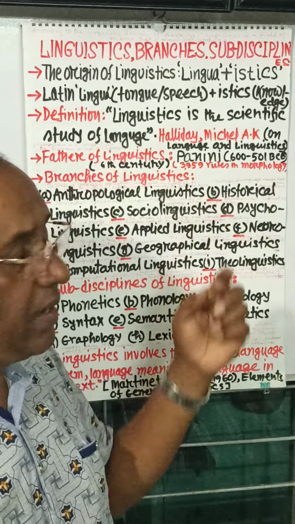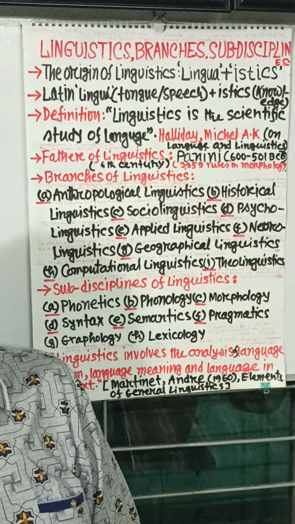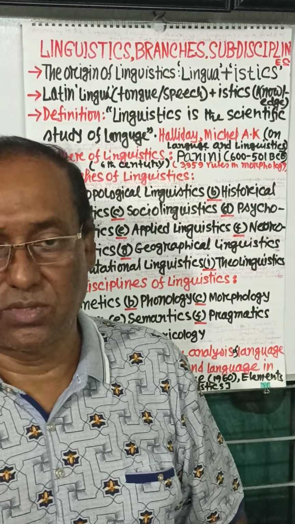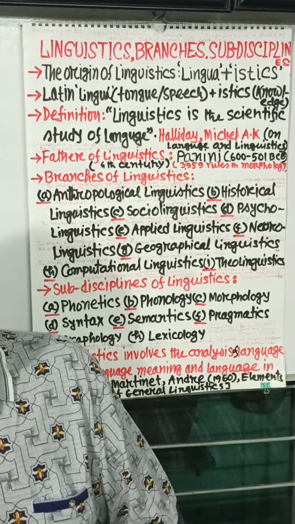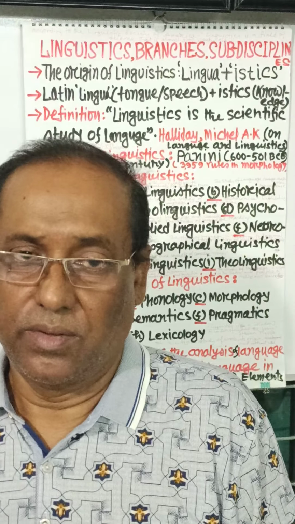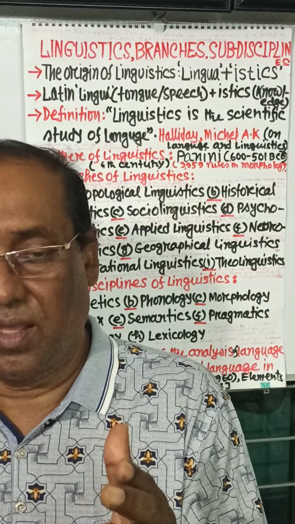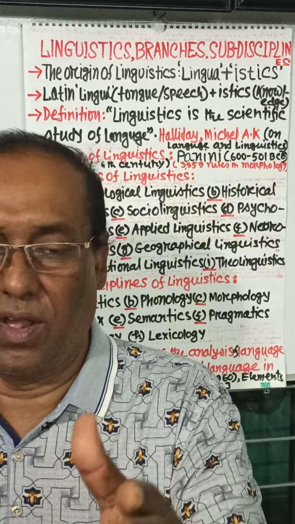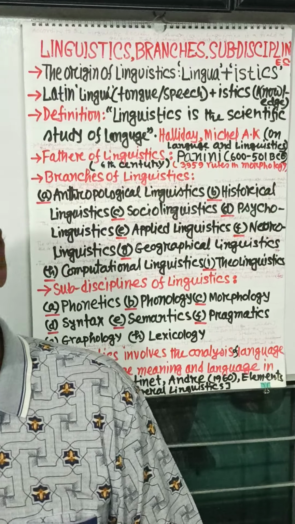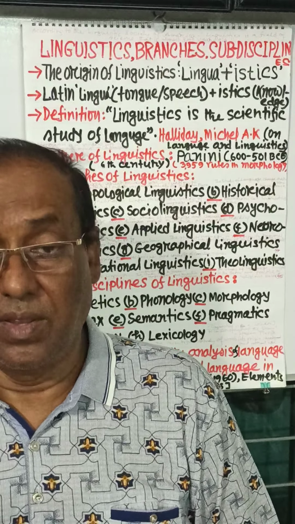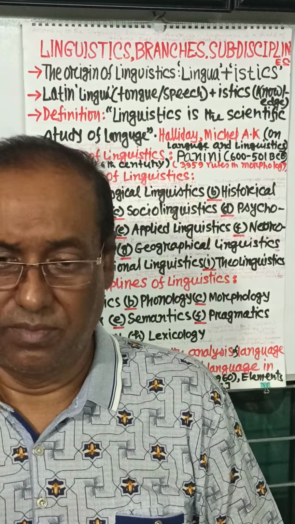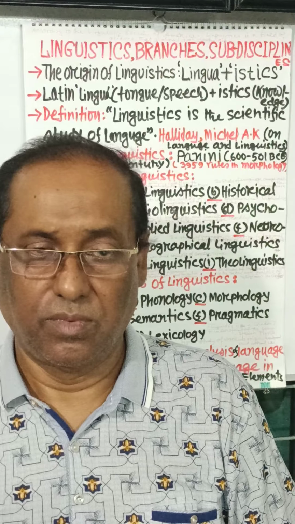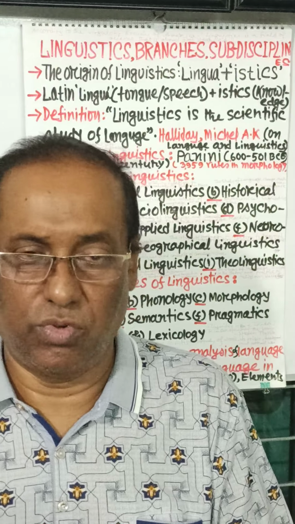Then, historical linguistics. Its another name is diachronic linguistics. Now, what is diachronic linguistics? Diachronic linguistics is the study of language over time. That is, it focuses on the changes and development through history.